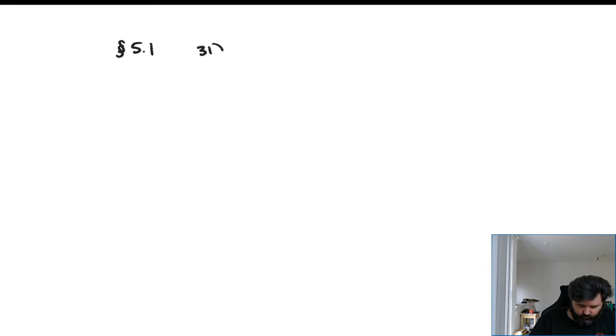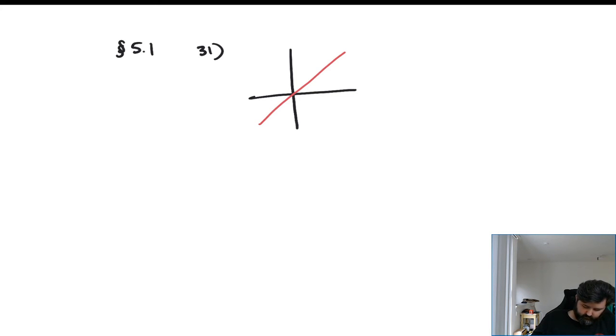So for 31, it says T is the transformation that reflects points across some line through the origin. So just draw a picture and imagine that it reflects lines across that point. Then think about it. Any vector that lies along that line, let me use a different color, any vector that lies along that line is going to be fixed, right?